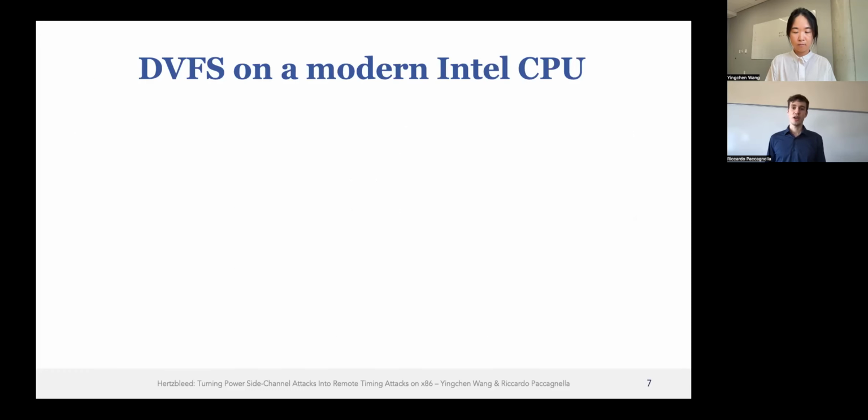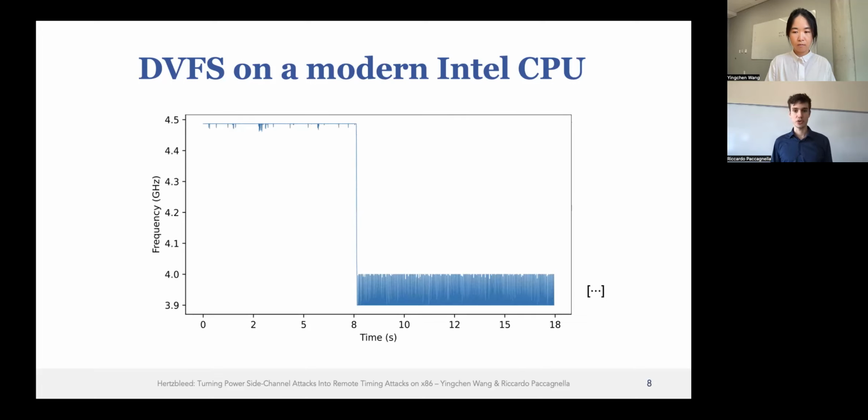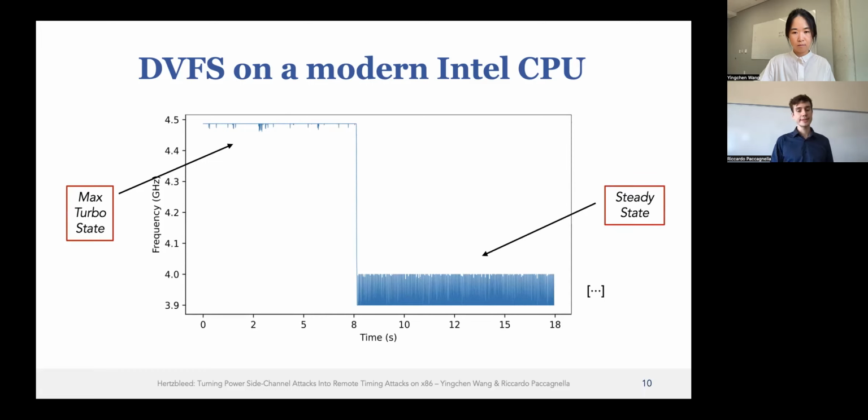When we run a workload on a modern Intel processor, this is what the processor frequency looks like during the workload's execution. On the left-hand side, you can see that the processor runs at a frequency of 4.5 gigahertz for a short amount of time. This is what we call the max turbo state, and it allows the processor to have a boost in performance until the processor hits a certain thermal limit. After that point, the processor runs at what we call the steady-state frequency. The steady-state frequency in this case runs between 3.9 and 4 gigahertz and can last until the workload execution finishes.